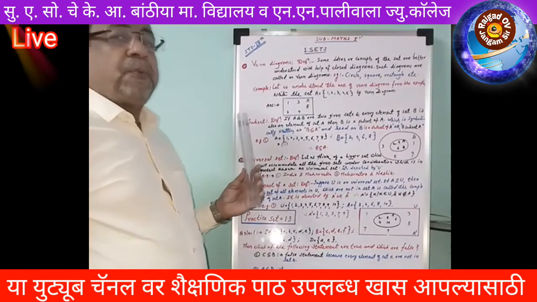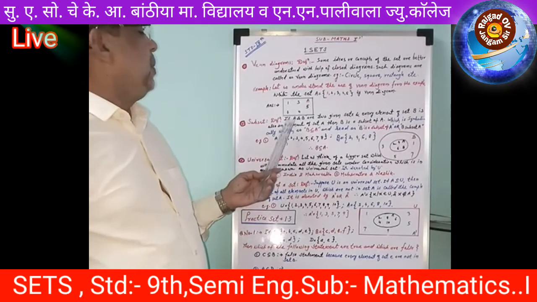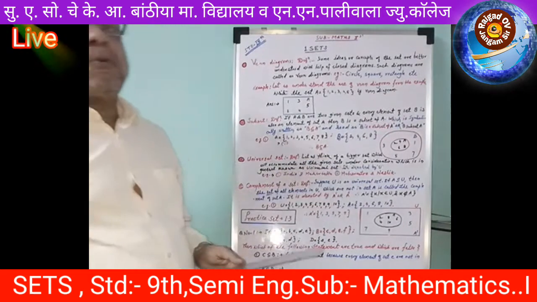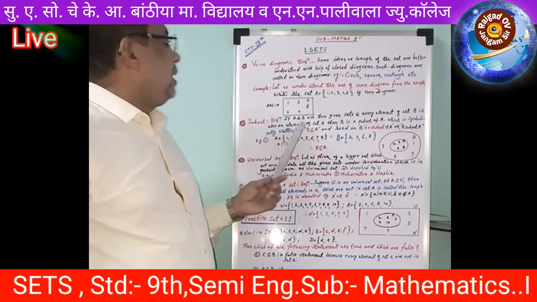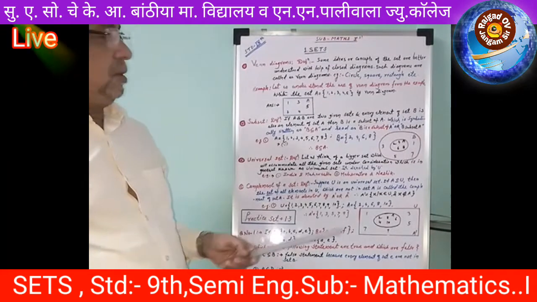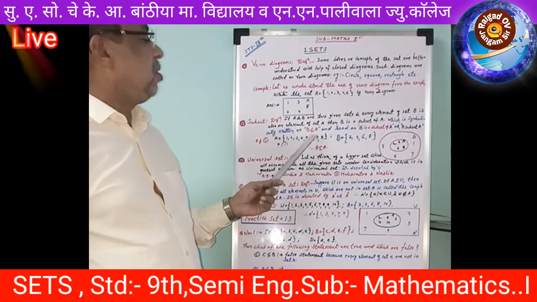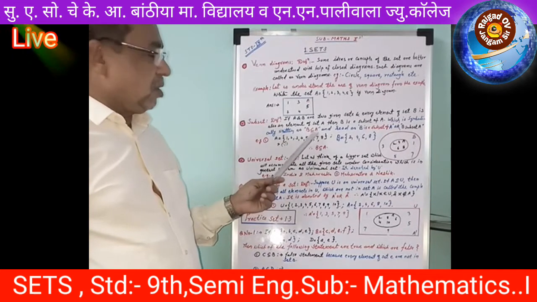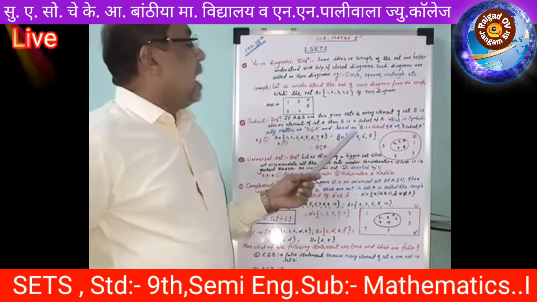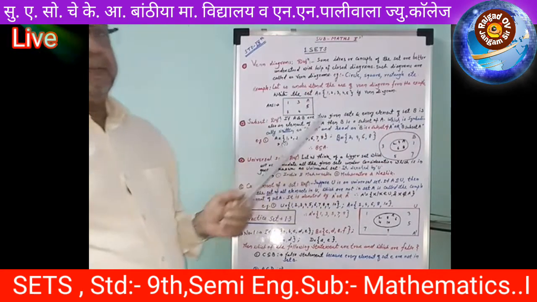Next important point is subset. What is the definition of subset? If A and B are two given sets and every element of set B is also an element of set A, then B is a subset of A, which is symbolically written as B ⊆ A. See here, B ⊆ A. This is the symbolic writing, and it is read as B is a subset of A or B subset A.